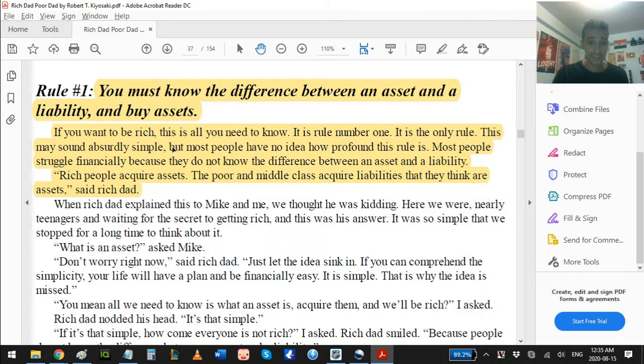This may sound absurdly simple, but most people have no idea how profound this rule is. Most people struggle financially because they do not know the difference between an asset and a liability. Rich people acquire assets, the poor and the middle class acquire liabilities that they think are assets, said Rich Dad. And that's to me, that's huge. Something so simple. The simple things in life really aren't that simple.